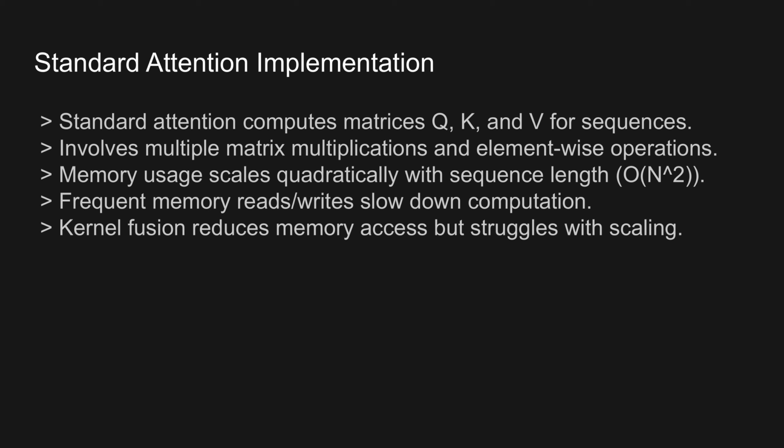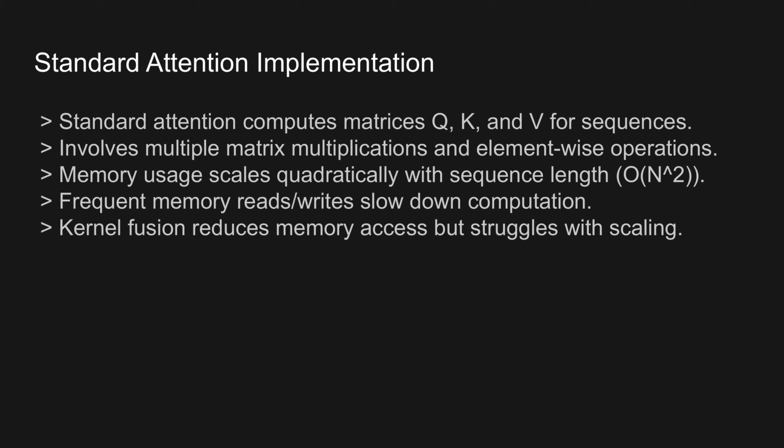Good question. The process involves several steps. First, the dot product of Q and the transpose of K is computed to form a matrix S, which captures the similarity scores between each pair of elements in the sequence. Next, the softmax operation is applied to S to obtain matrix P, which represents the attention weights. Finally, the output matrix O is obtained by multiplying P with V. So, each step involves matrix multiplications or element-wise operations.